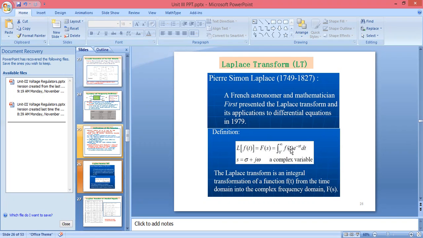And if you see here, the independent variable is the complex frequency. S is nothing but the complex frequency. So here we can say the differentiation and the integration in the time domain are transformed into algebraic operations. So by using the Laplace transform, you will get the solutions obtained by simple algebraic operations in the frequency domain. So by using the Laplace transform, we can convert the value of the time domain into the frequency domain.